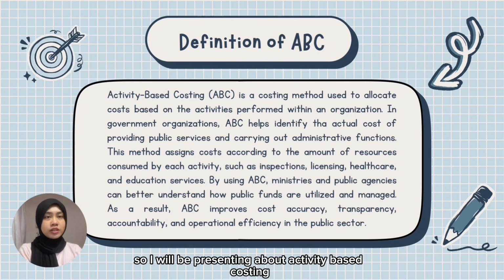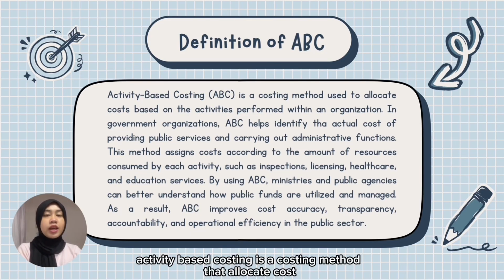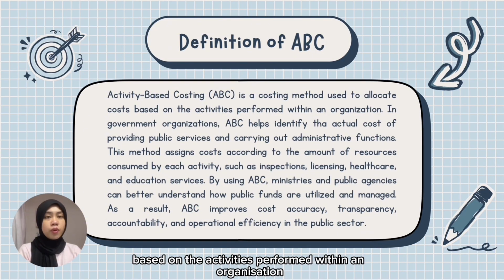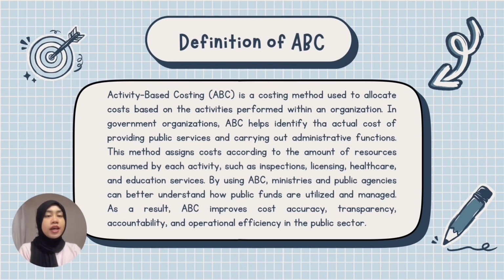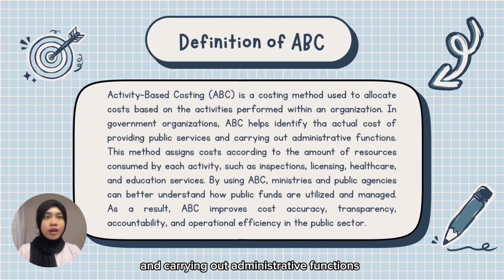Okay, so I will be presenting about activity-based costing, or ABC, in the public sector. Activity-based costing is a costing method that allocates costs based on the activities performed within an organization. In government organizations, ABC is used to determine the actual cost of providing public service and carrying out administrative functions.